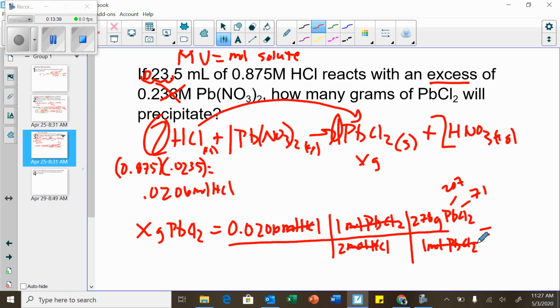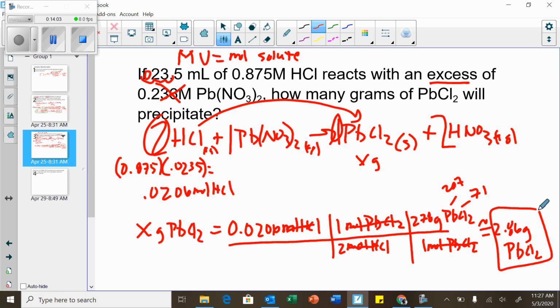So let's find our answer here. This guy here times 278, and I'm going to divide that by 2, it looks like. So I get approximately 2.86. So I get approximately 2.86 grams of PbCl2. Bam. So there it is.